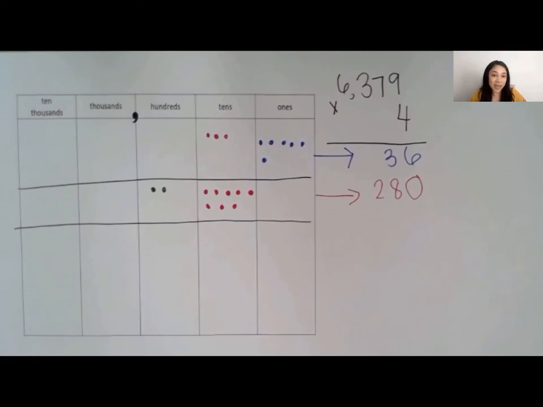Next, let's move to the hundreds. 4 times 3 hundreds equals 12 hundreds. How do we record this in our place value chart? We can record 12 hundreds in our place value chart as 1 thousand, 2 hundreds. Where do we record this? A little bit lower than the 2 hundreds, 8 tens. Go ahead and do this now. And also be sure to record it in the problem.